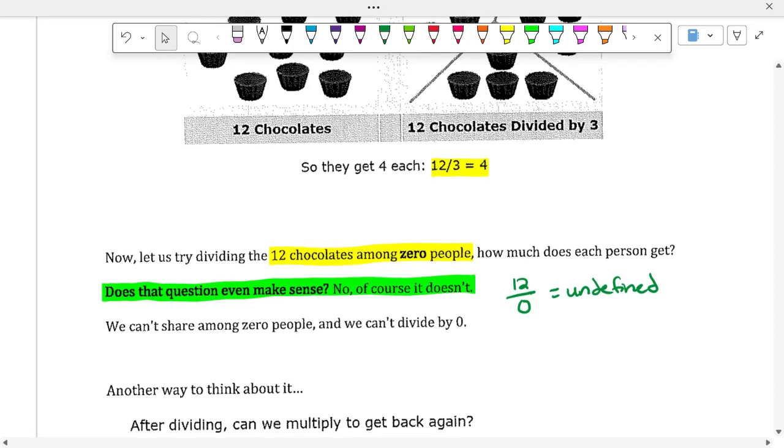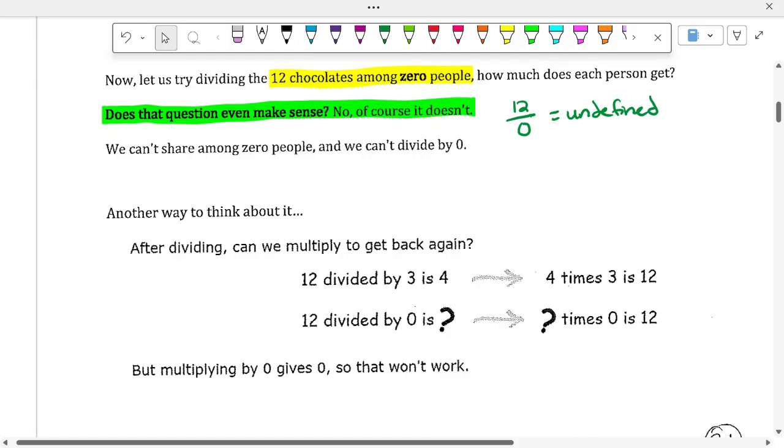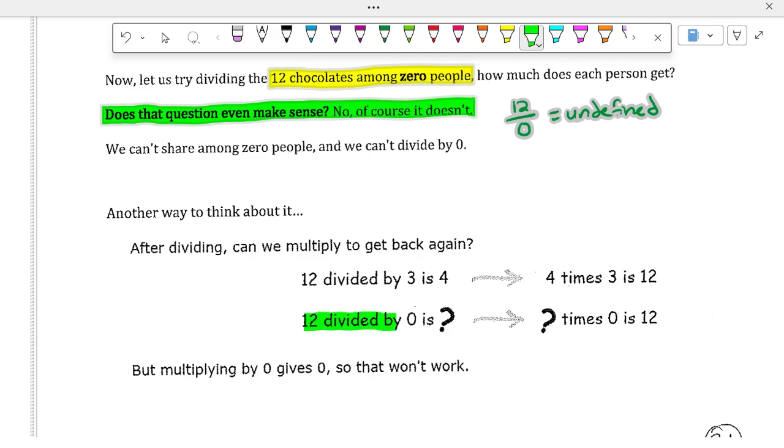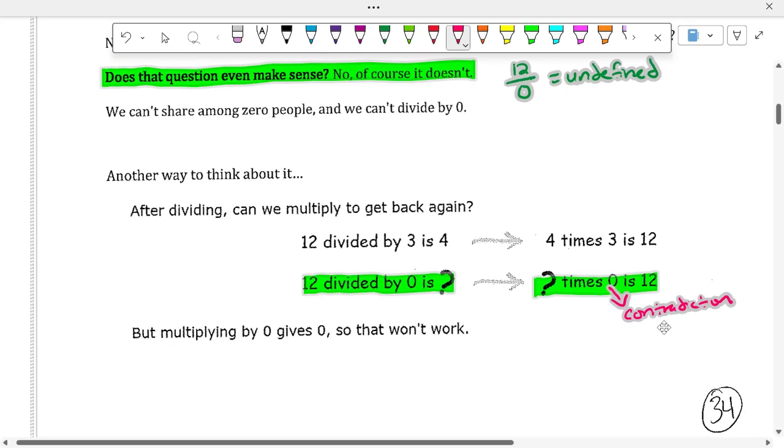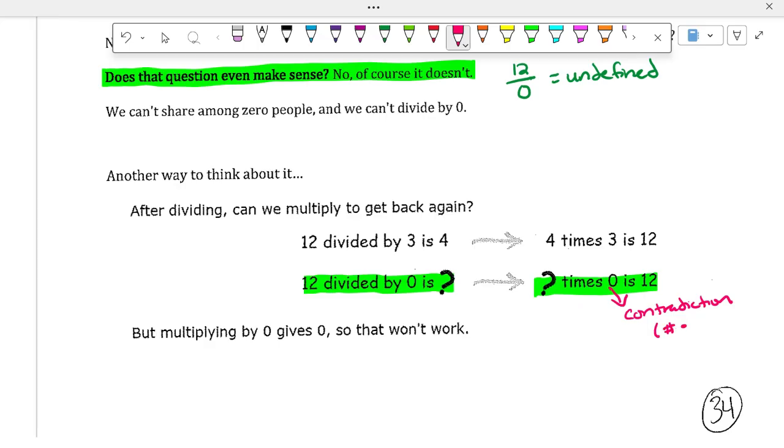All right. And if you think about why that also doesn't make sense, think about it this way. If we did the backwards, if we say 12 divided by 0 is some number, that means that we'd be able to do the backwards of it, which means we take that number, multiply it by 0, and it should give us 12. But we know that anything times 0 is what? 0. So it doesn't make sense. In math, this is what we call a contradiction. Because we know that any number times 0 is equal to 0. You can't get another number besides 0.